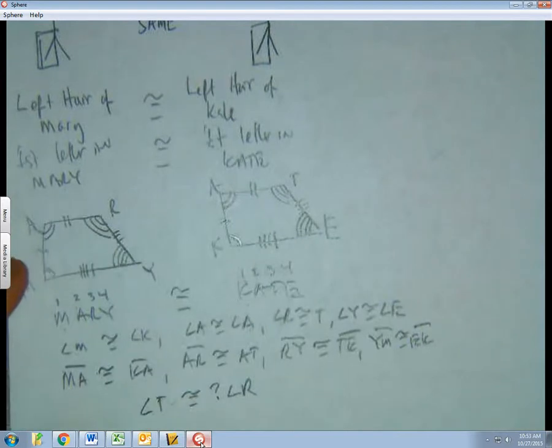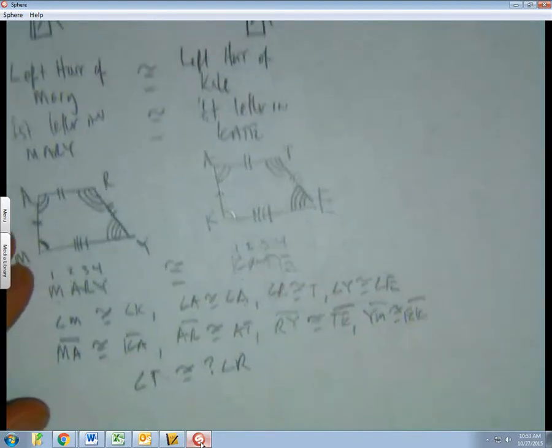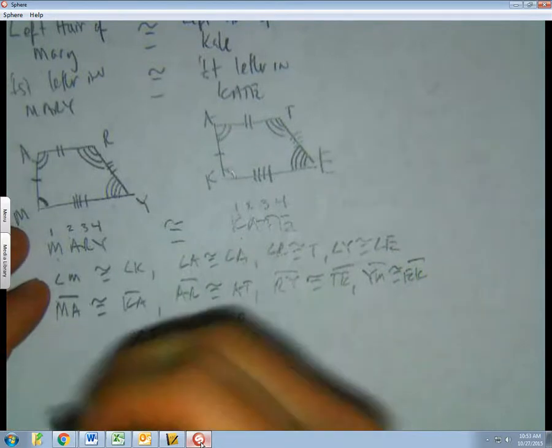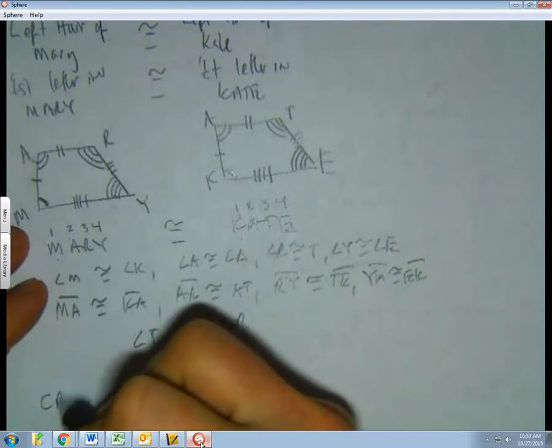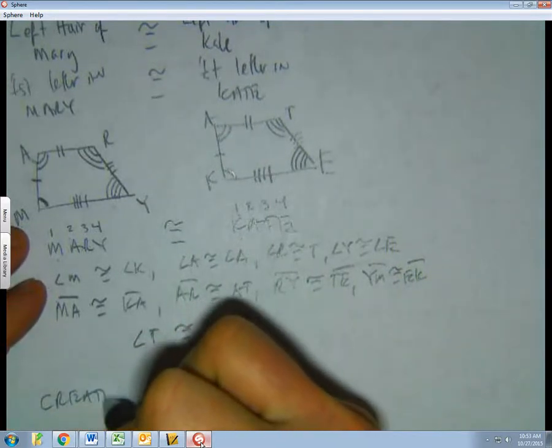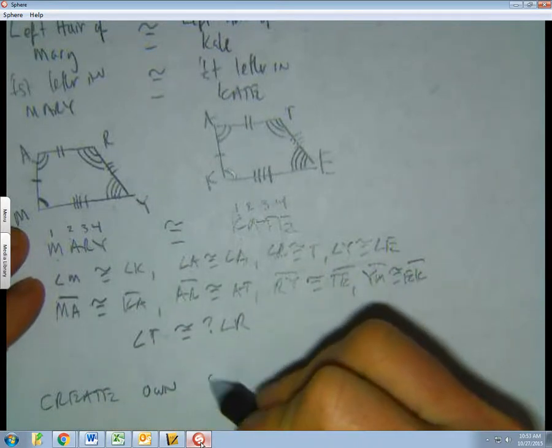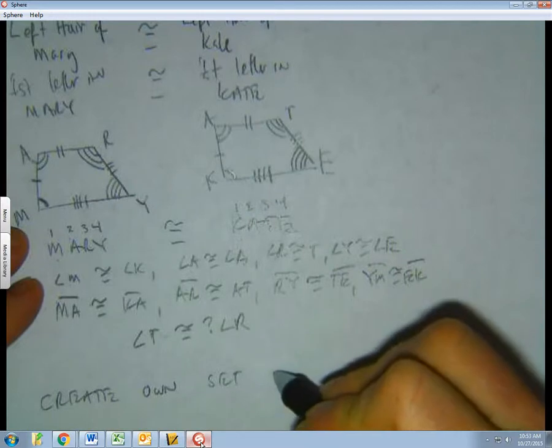Okay, what you guys are going to do is you are going to create your own polygon. Create your own set of congruent polygons.